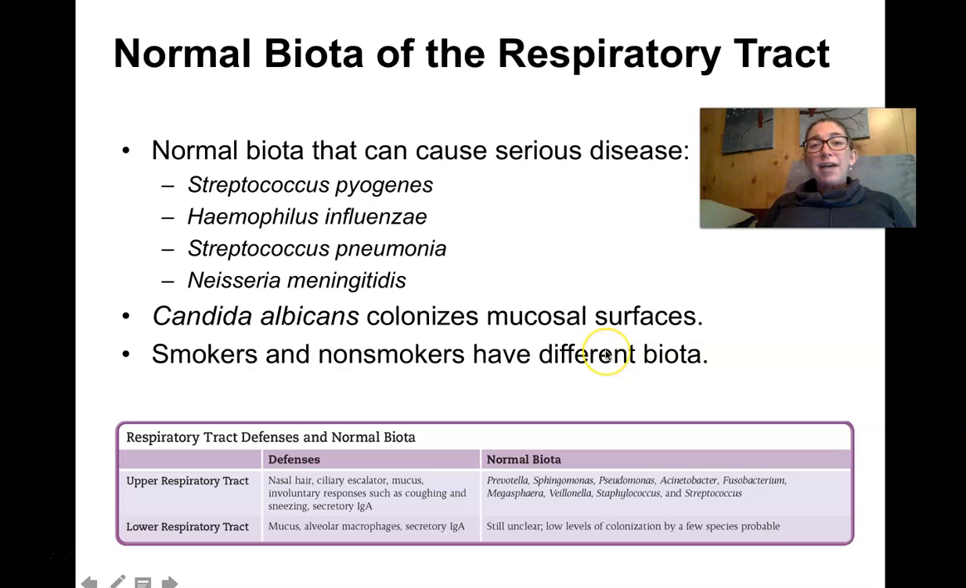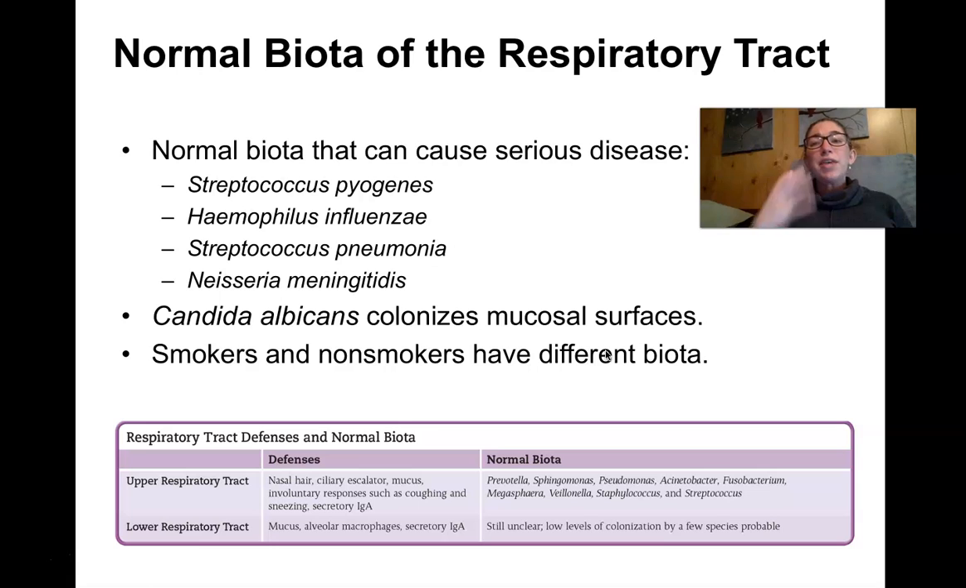Some fun facts for you, people who have different environments of their lungs will have different microbiota, and that kind of makes sense ecologically. So people who are smokers versus non-smokers, they're finding that they have totally different microbes that colonize their respiratory tract.